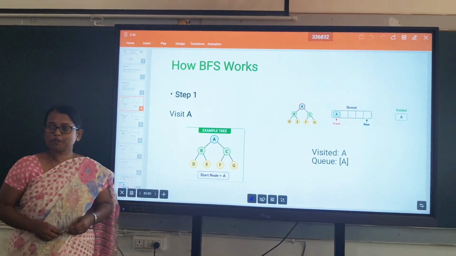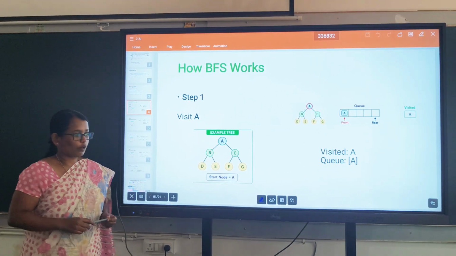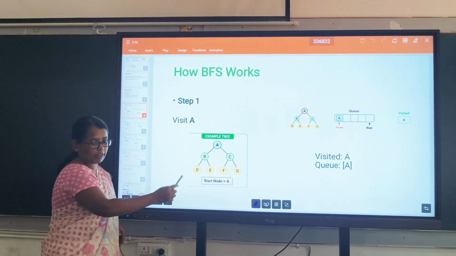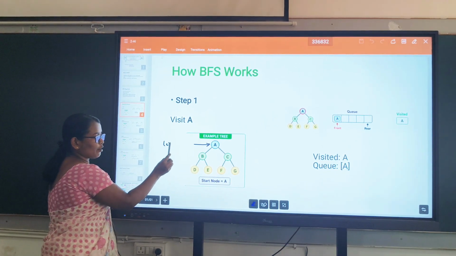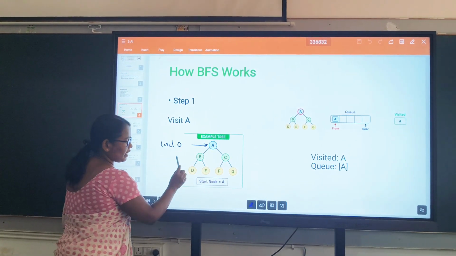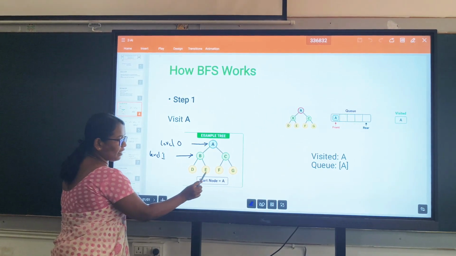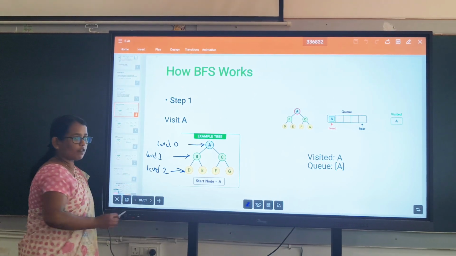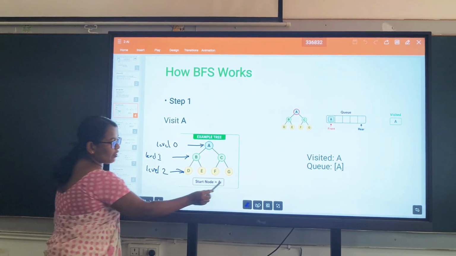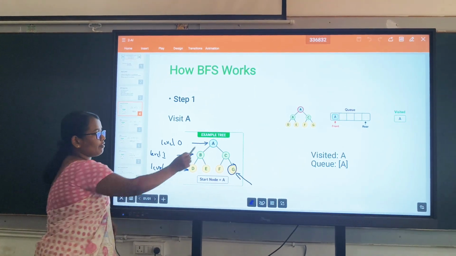Now let us see how the BFS works. Step 1, it has to visit the root node. Look at the example tree we have taken. Here we have taken A as the root node, which is in level 0. Then B and C are in level 1. Then the nodes D, E, F and G are in the next level, level 2. Now our goal node is G. We have to trace this G from the root node, which is A.